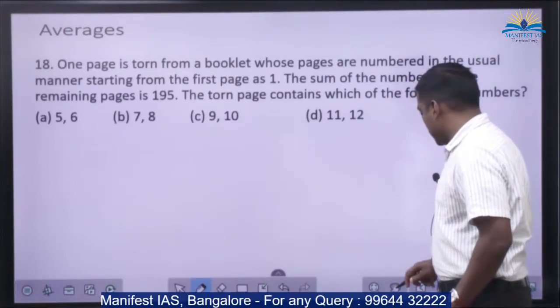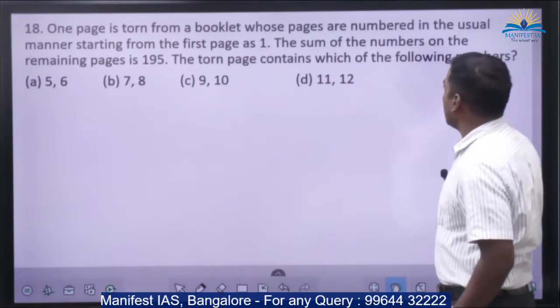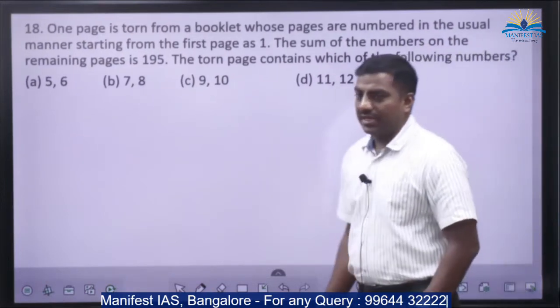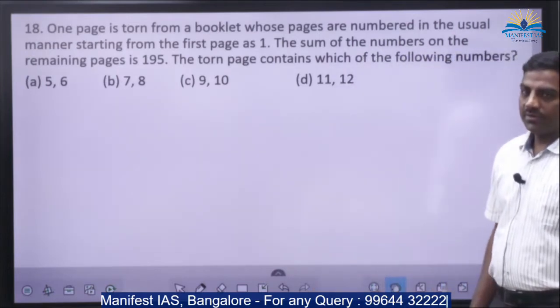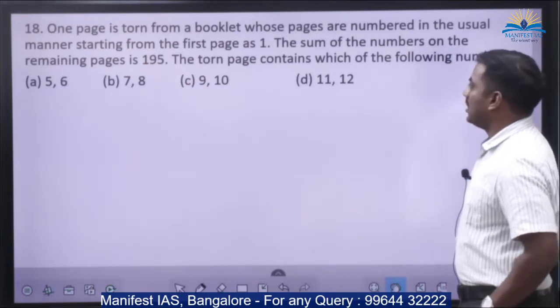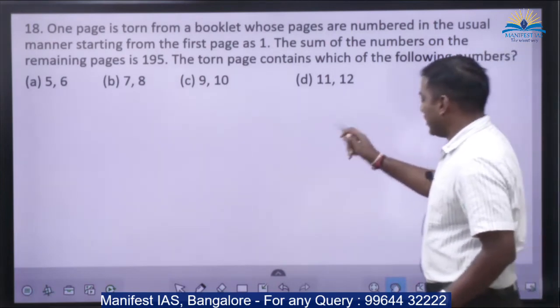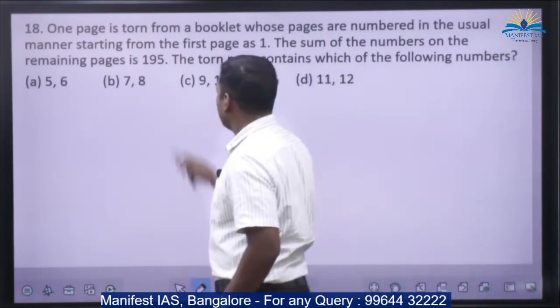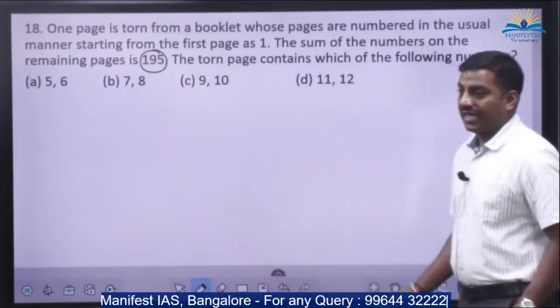One page is torn from a booklet whose pages are numbered in the serial manner starting from the first page as 1. Then the sum of the numbers on the remaining pages is 195. What have they given? This is the sum of the remaining pages, 195.